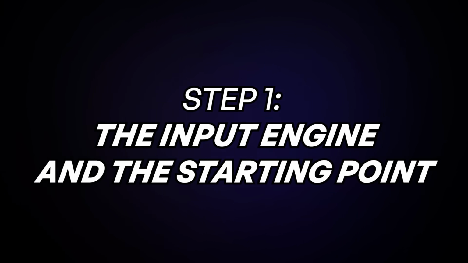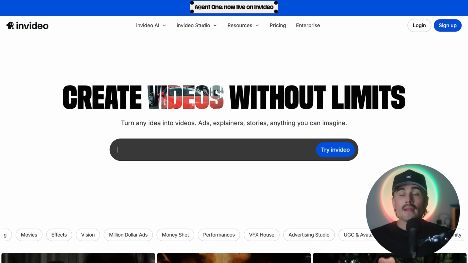Step one, the input engine and the starting point. So our absolute first goal when using any software is telling the machine what we actually want it to make. We need a fast, frictionless way to transfer our ideas from our brain into the computer's processor. Let's start by looking at InVideo AI.